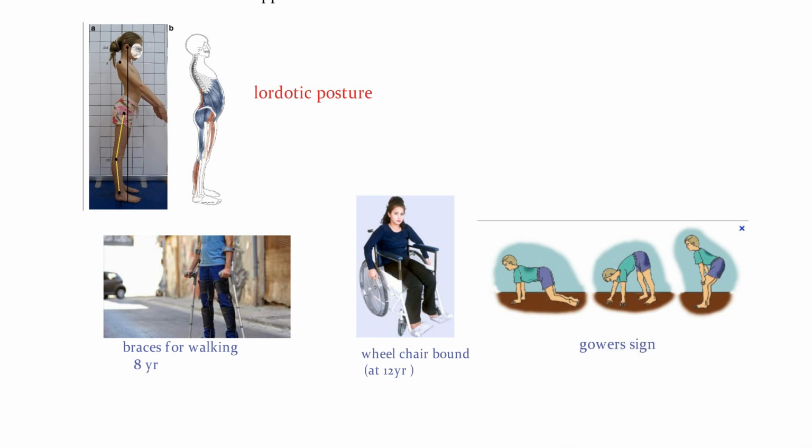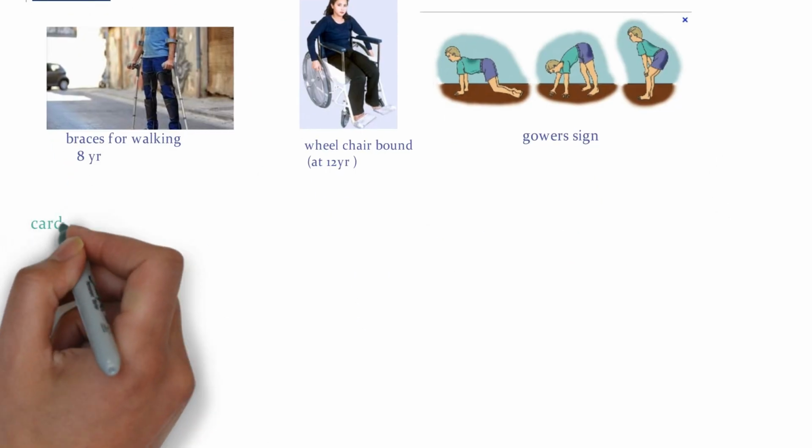What is Gowers' sign? In this sign, the patient uses his hands and arms to push up his own body from a squatting position. Now look over this image. Yes, this child is using his arms to get up. Why does this patient use his hands and arms to get up? Yes, it is because of lack of hip and thigh muscle strength. That's why he is using his hands.